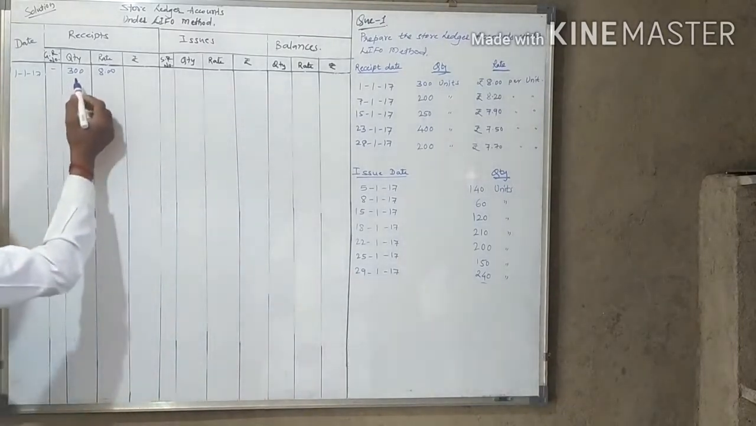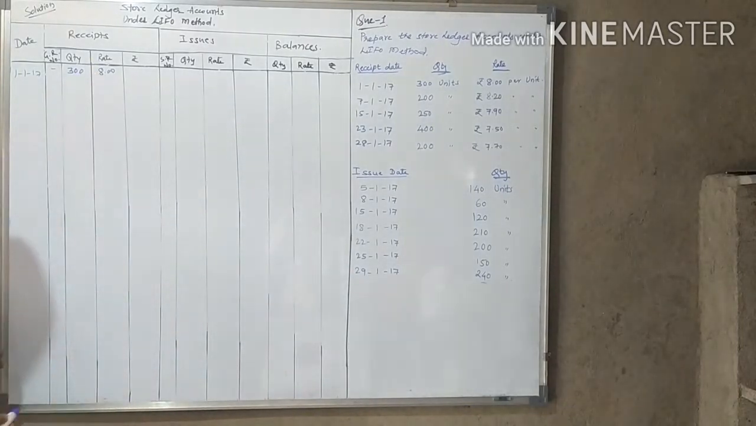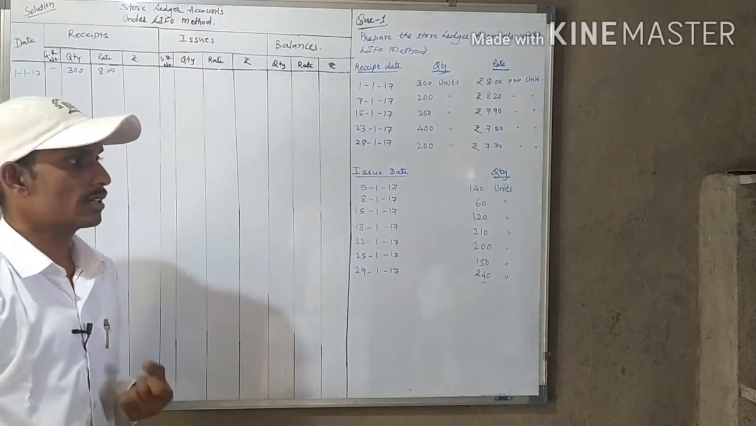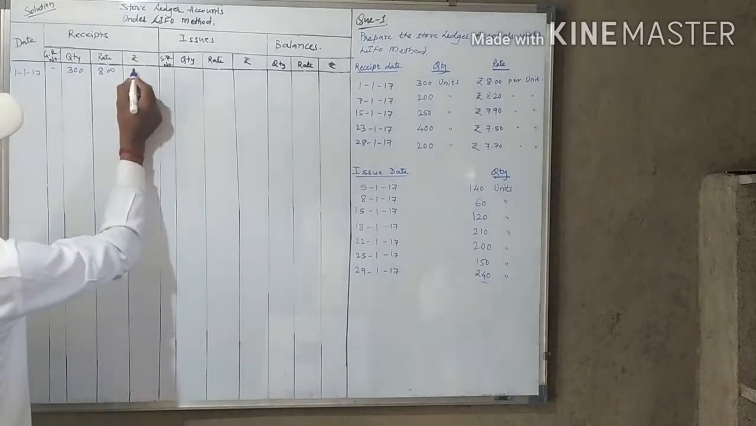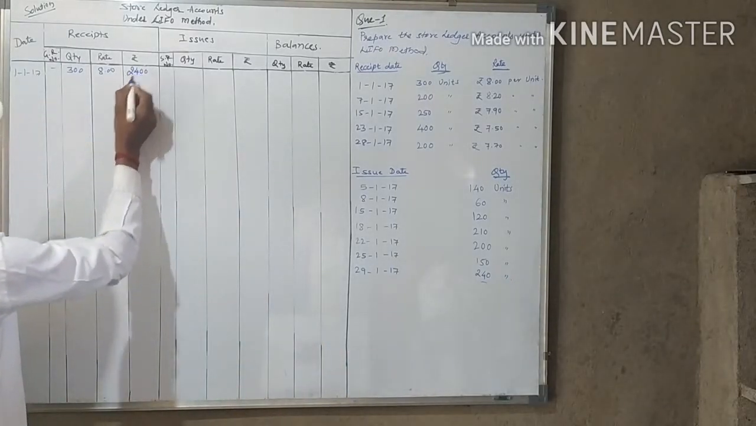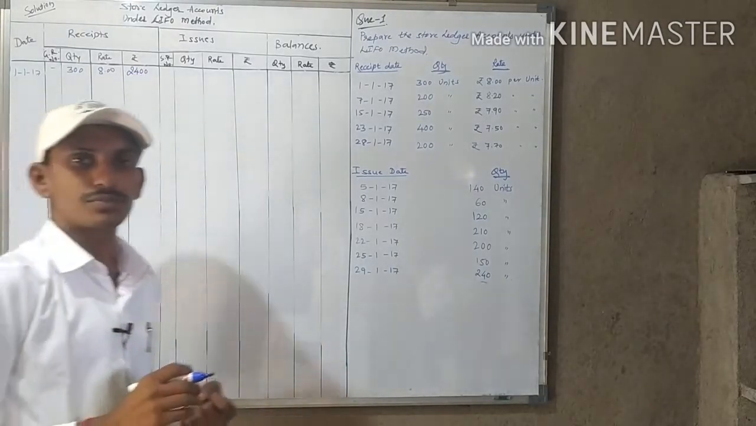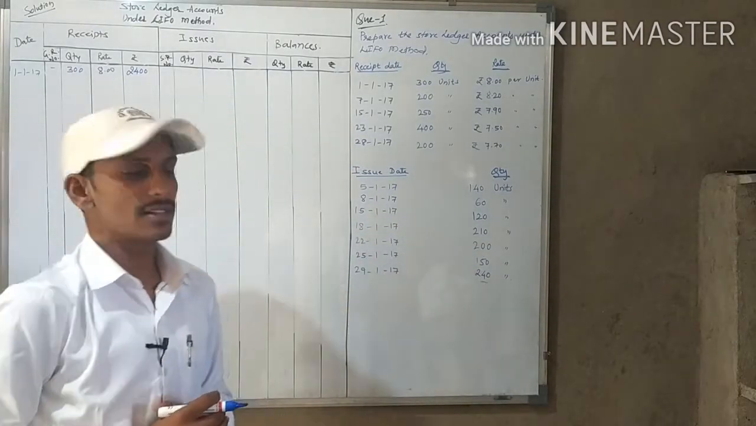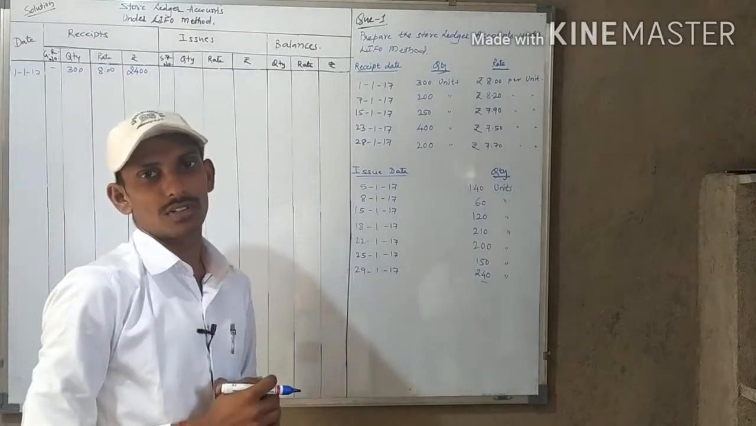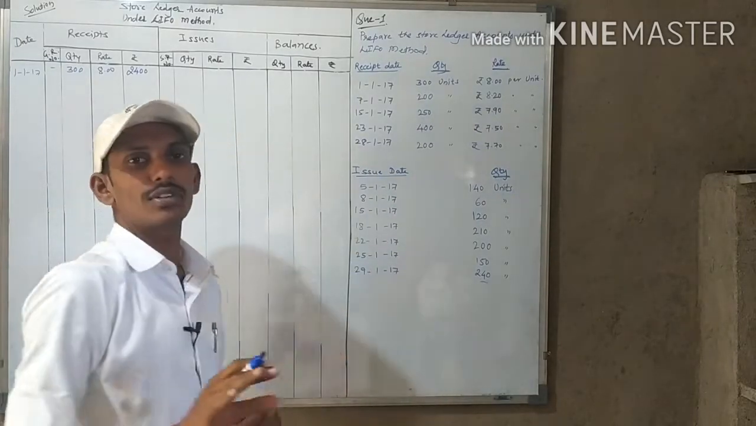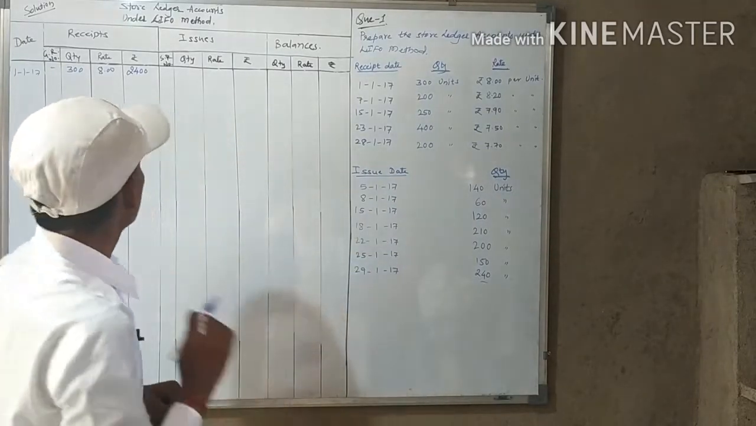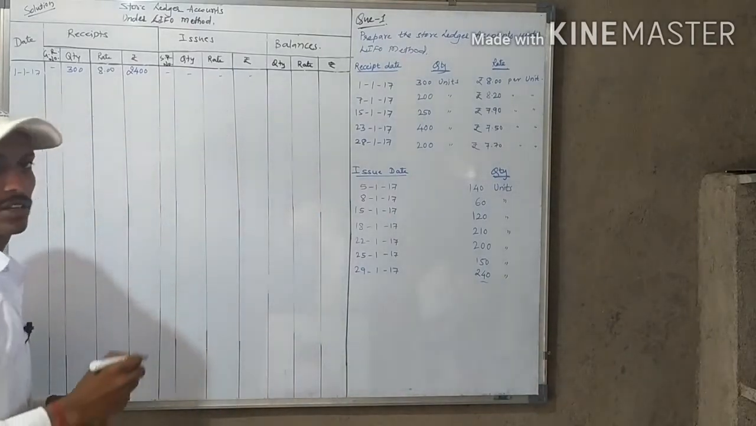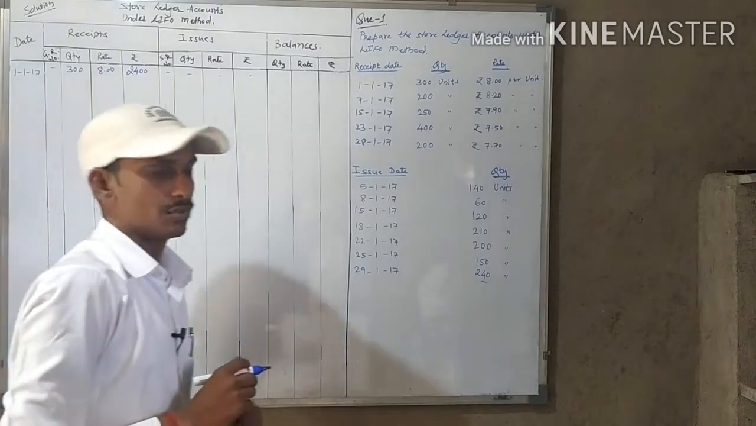After calculating, you will get the value: quantity into rate gives the total amount of the lot purchased. So here you will get 2400. Again you have to check whether an issue transaction is given or not. On the first date no issue transaction is given, so we'll put nil in each column under the heading issue.